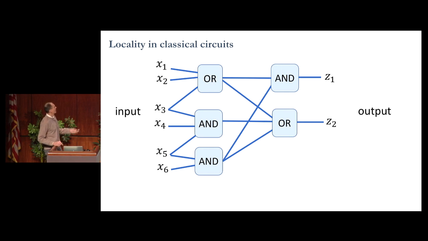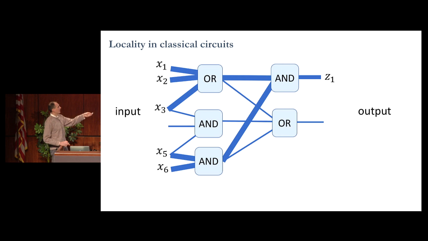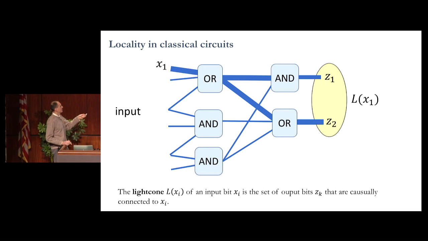Just let me give you a few definitions. Suppose we have a classical circuit with some inputs x and some outputs z. We can look at some output bit and find all input bits that are causally connected to this output. This subset of input bits is what I call the light cone of this output bit. In a similar fashion, we can look at some input variable x1 and consider the set of all output bits causally connected to x1. So this will be the light cone of x1.